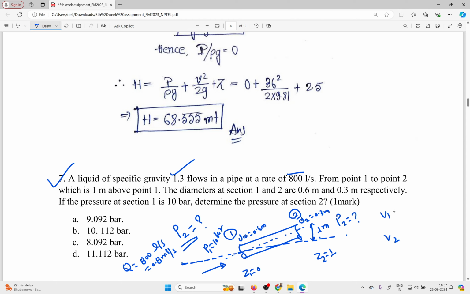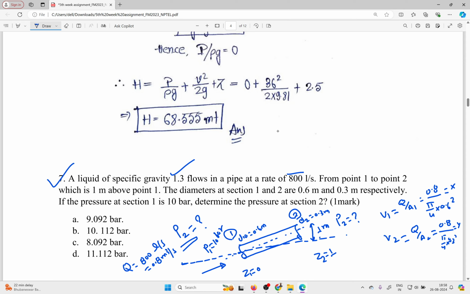No problem. So velocity is equal to what? Discharge by area A1, discharge by A2. So V1 is 0.8 divided by pi by 4 into 0.6 square, and V2 is 0.8 divided by pi by 4 into 0.3 square. You will calculate, let's suppose your value comes x and here your value comes y.